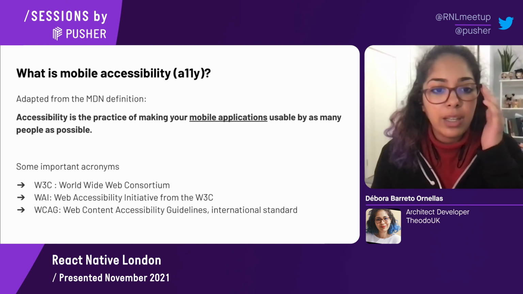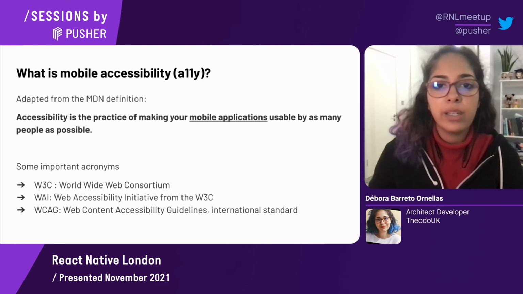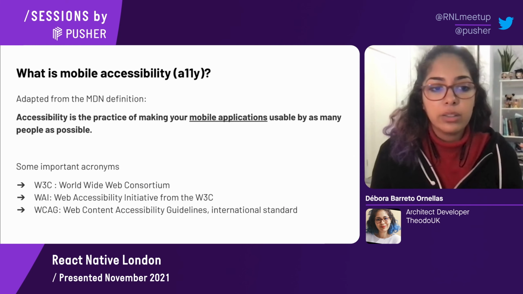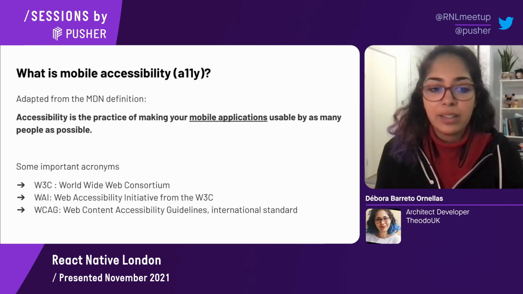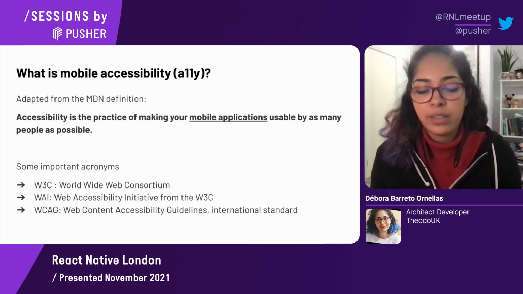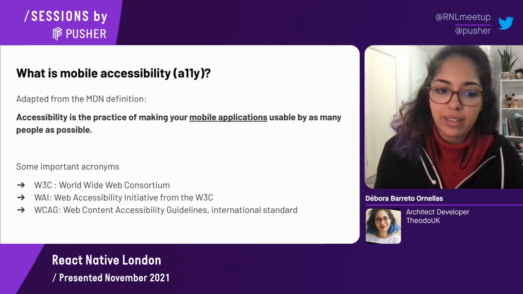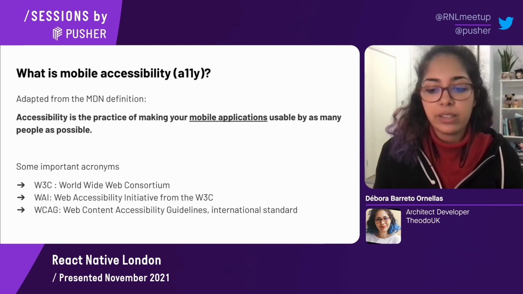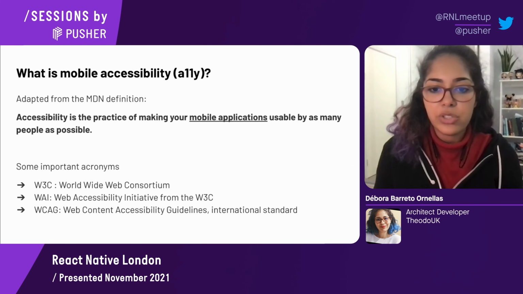Some important acronyms that we may find when studying this topic, when applying accessibility to a project, are the W3C, the World Wide Web Consortium. They have an initiative called the Web Accessibility Initiative. And this initiative has developed guidelines. If you ever need your website to be considered accessible, you go see the WCAG standard.